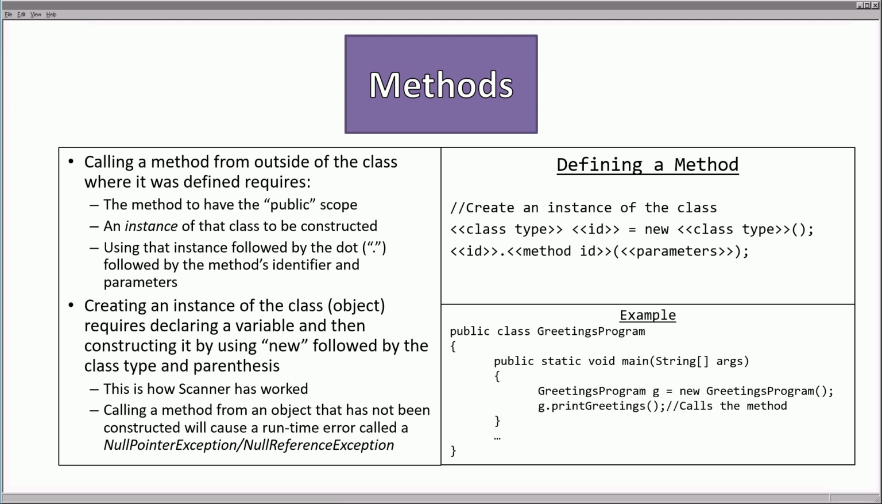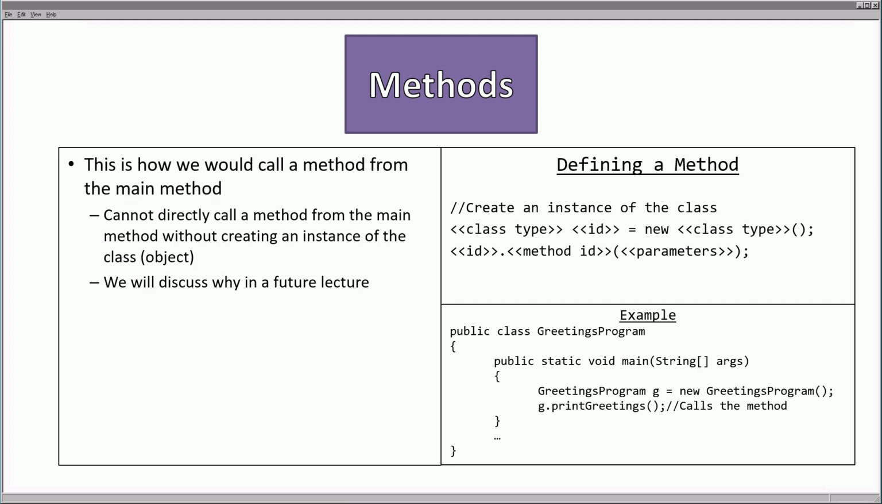Now, in order to create an instance of a class, which we call an object, we go into that later on, this requires declaring a variable and then constructing it by using the word new, followed by the class type and parenthesis. Now, this is how we've always used scanner. So far, what we've seen is scanner keyboard is equal to new scanner with system.in. In order to even use the keyboard scanner, we had to construct it by using new followed by scanner. From there, we start using the identifier keyboard dot nextInt, dot nextLine, dot nextDouble, etc.